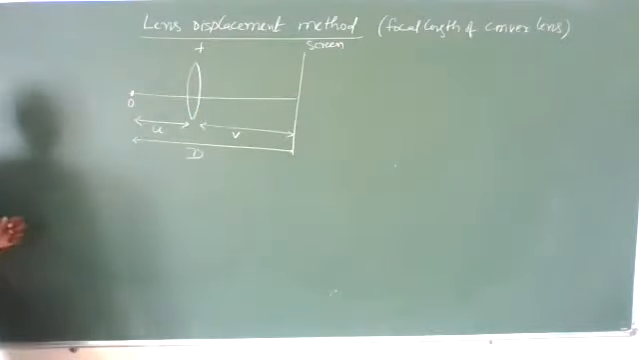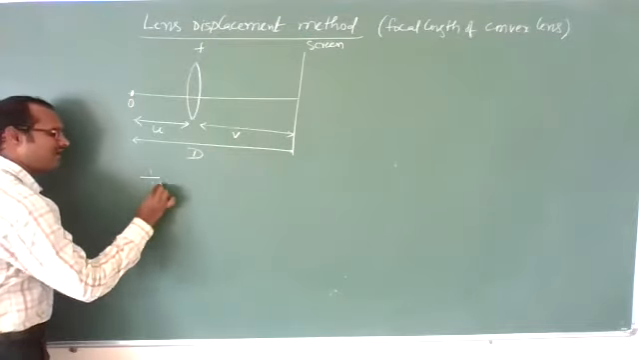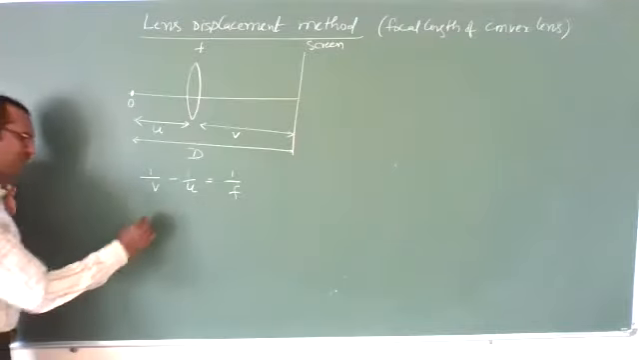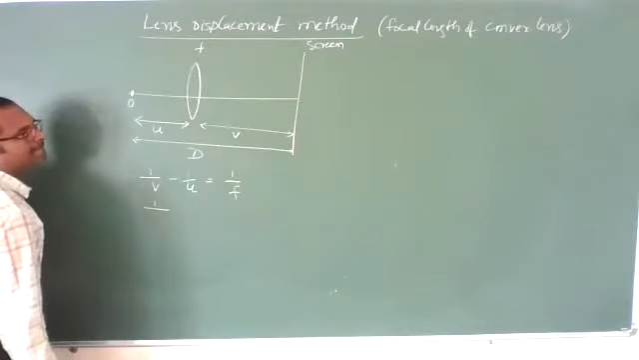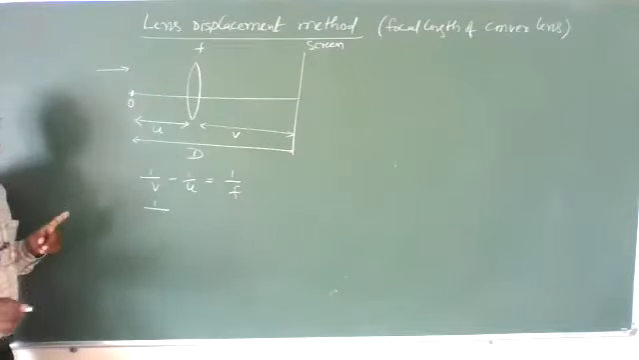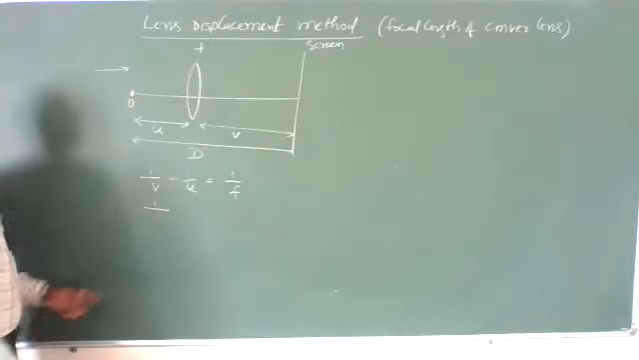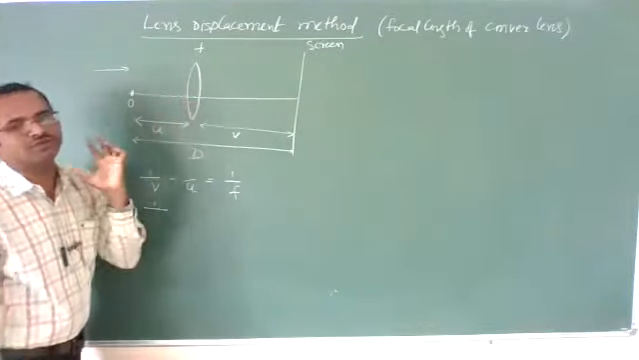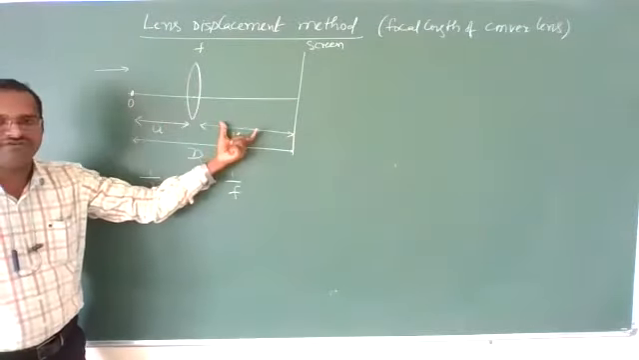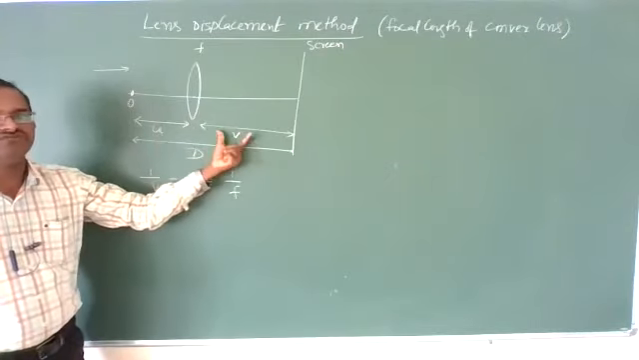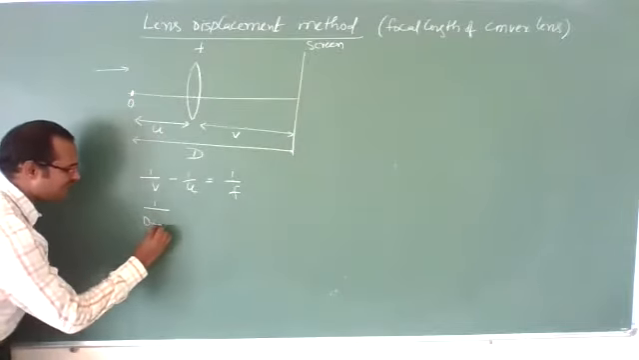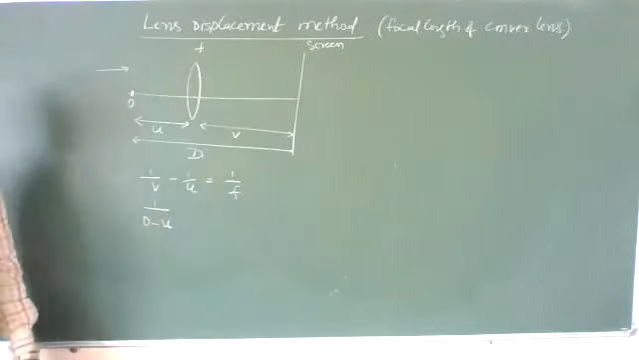Now let us apply our formula. Lens formula: 1 by v minus 1 by u is equal to 1 by f. Correct? The incident ray is moving like this, and all distances we should measure from the optic center. v is on that side, so we should take it as positive. And this value, what will it be? D minus u. Yes or no? v will be D minus u. So we get D minus u is the image distance.